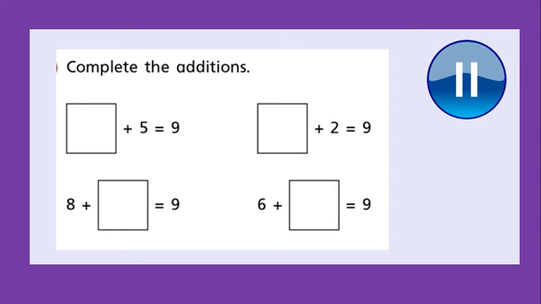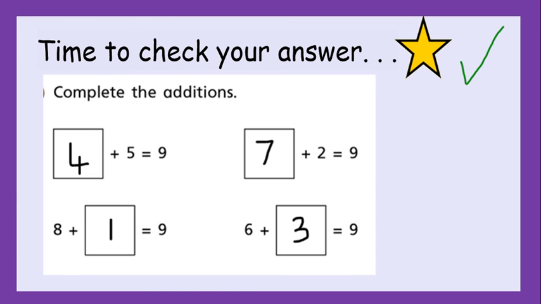So it says complete the additions. So this time you have got the sort of final answer. You've got the total number here. So you need to be working out which number is missing to make the bond for that number. So 5 add what makes 9. Something add 2 makes 9. Think about what that missing number is, what that missing number bond is, and we'll check on the next slide.